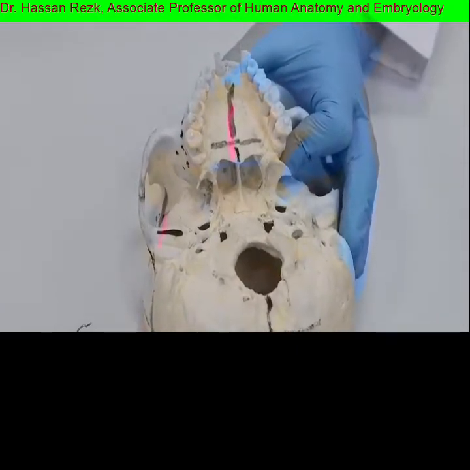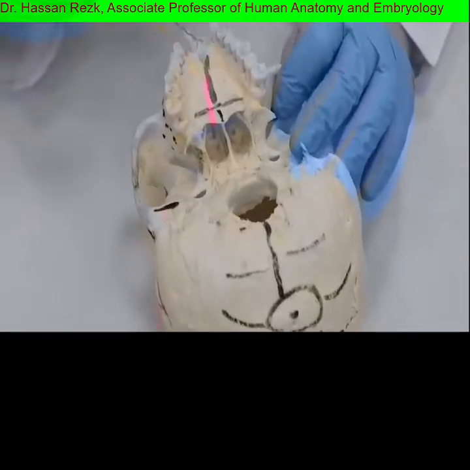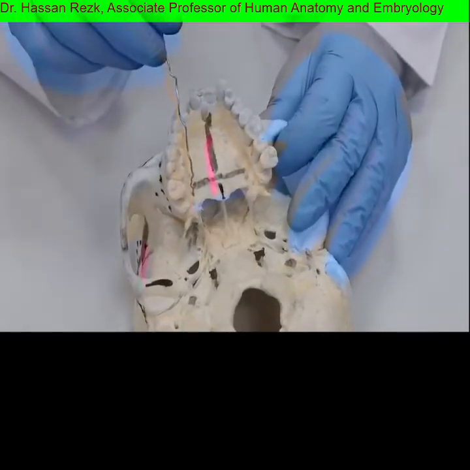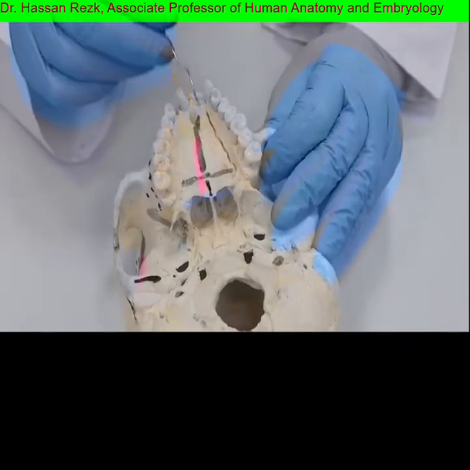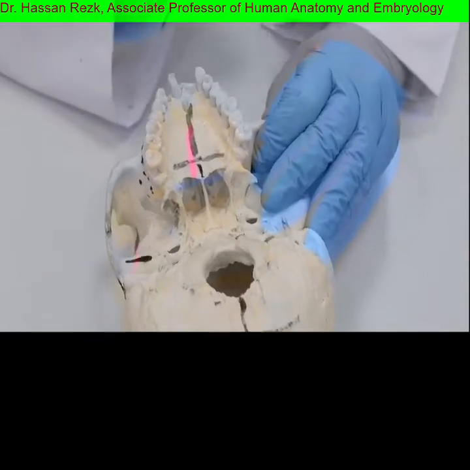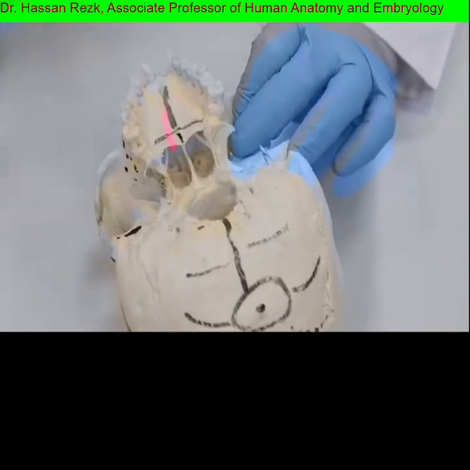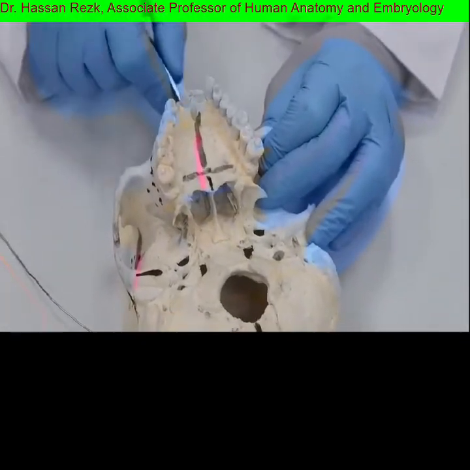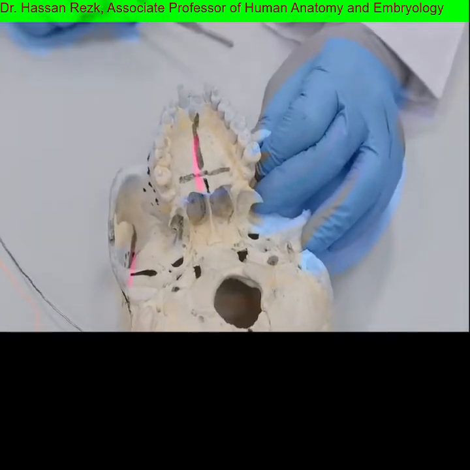Then we have this foramen, which is known as the incisive foramen, and these two large foramina, which are the greater palatine foramina, and these small foramina, which are known as the lesser palatine foramina. And this is the posterior nasal spine, and the posterior nasal spine lies in the inferior boundary of this large aperture, which is known as the posterior nasal aperture.